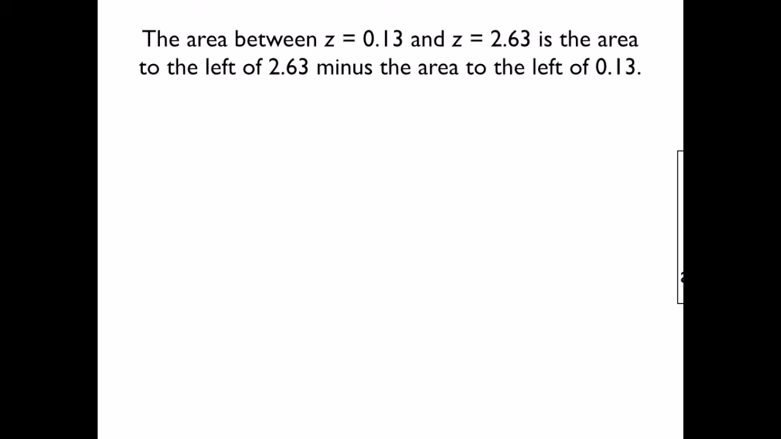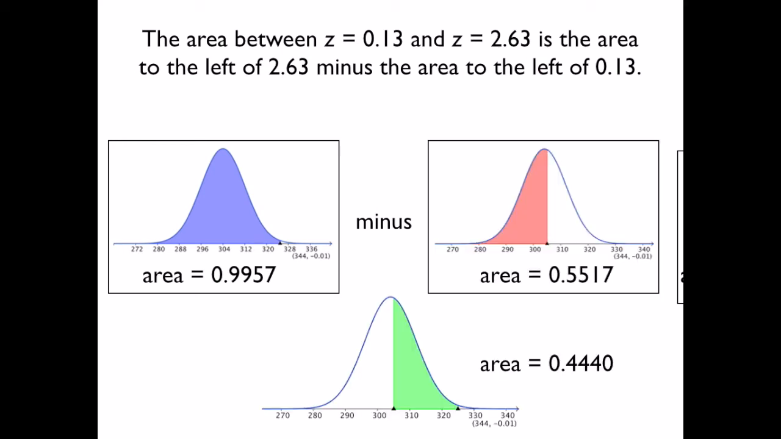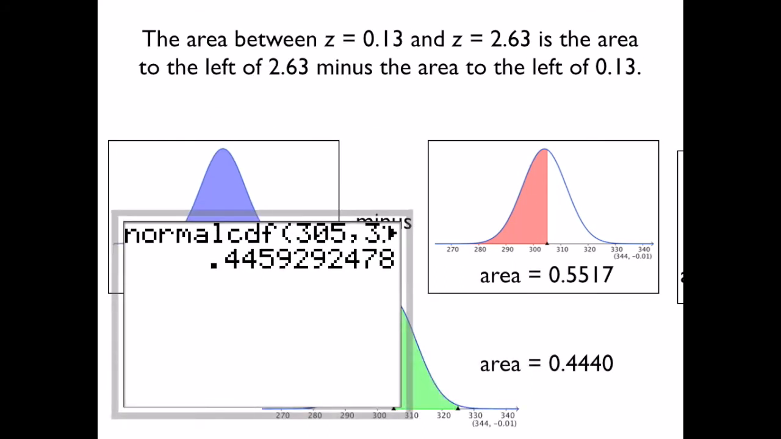So if you remember, when we calculated this problem using the z-score method, using the table A, we first had to find the area to the left of 2.63, subtract the area to the left of 0.13 to give us that combined total area of 0.4440. Now, using your calculator makes this one step instead of 3 steps. And so we conclude about 45, let's say 45% of scores are between those two values.